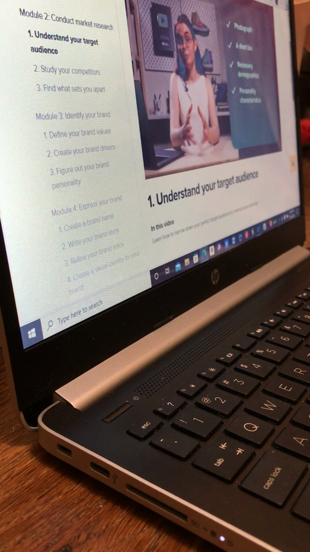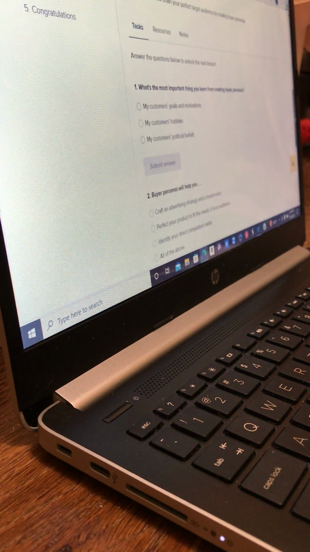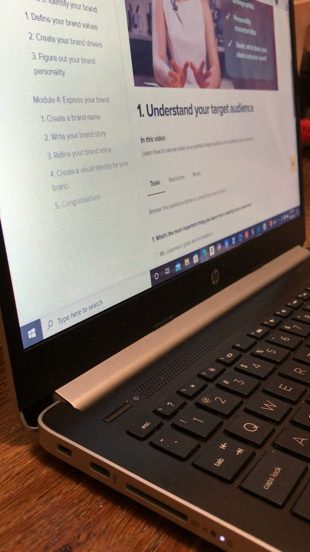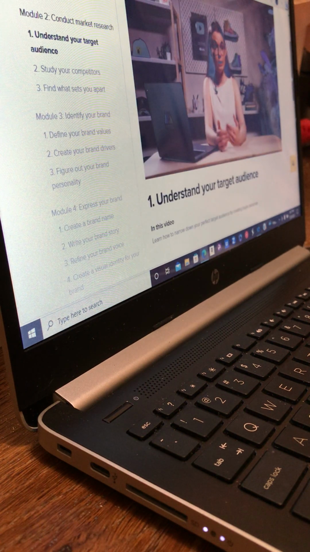And ultimately, goals. So what does your ideal customer want? How can you help them achieve their goals? Remember, include whatever is relevant to your business or industry, and don't just stop at one persona. Usually businesses create at least two or three.